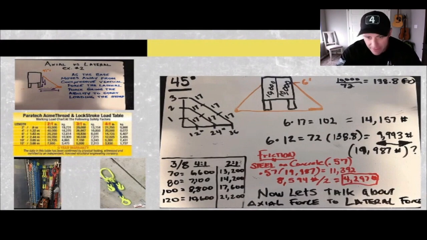The rigger guide gives you 0.57 as your friction coefficient. So 0.57 times 19,987 pounds gives me 11,392 pounds. Well, then I'm going to subtract that 11,000 from 19,000. I'm going to get 8,594 pounds of force, and then in each direction would be 4,927. So I've got to come up with 8,594 pounds of retention force.